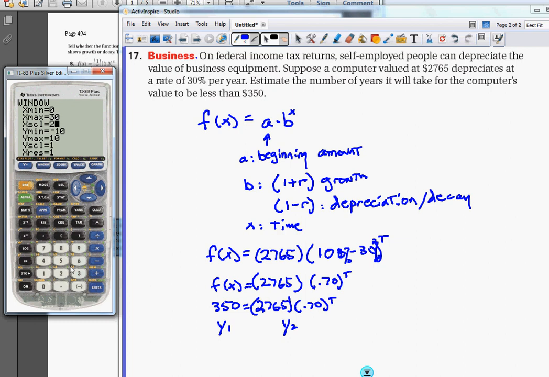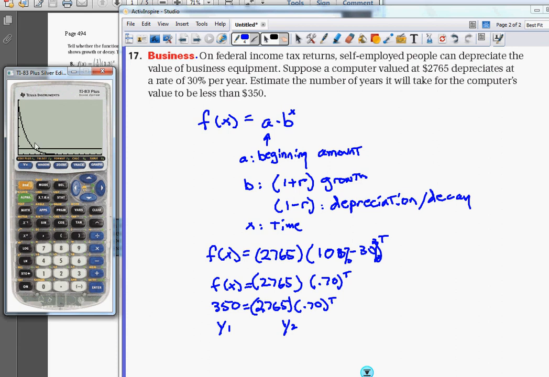Now, the fact that this is decaying means that the largest value for this computer is 2,765. From the beginning, it's going to go down. So the value at max is going to be 2,765, and it's not going to go below 0. So y min is 0. Y max, let's just make it an even 3,000 to make it easy, and we'll have a scale of 500. So now we have our window properly aligned. Let's graph it.